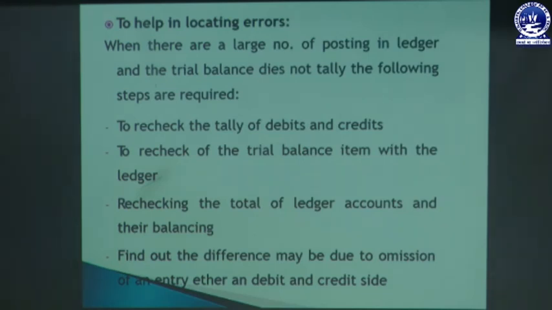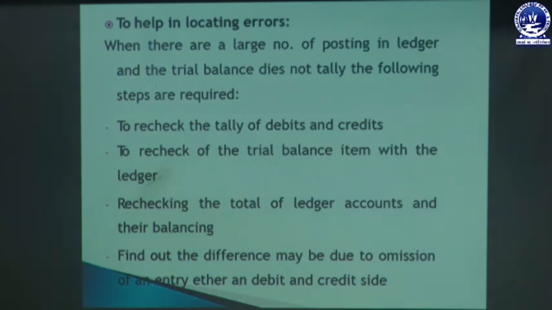The first one is to recheck the tally of debit and credit. Again we have to check whether there is some mistake from our side or not. That means the tally of debit and credit should be taken into consideration. The second one is to recheck the trial balance items with the ledger, to see whether any ledger account balance was not transferred from the journal to the ledger. That has to be rechecked.